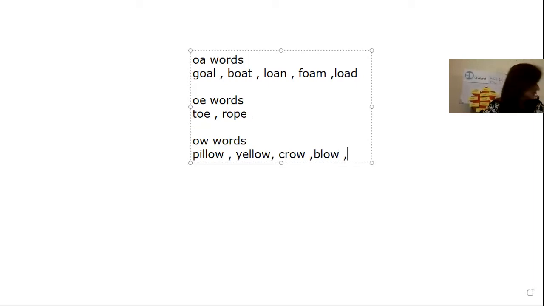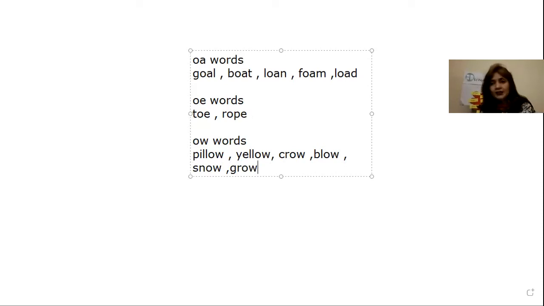We can also write down snow. And we can also write down grow, right? So you know the meaning of pillow, you know the meaning of yellow, you know the meaning of grow, you know the meaning of blow, to blow something, snow, you know the meaning of snow, and you know the meaning of grow. So these are different words which have the same.